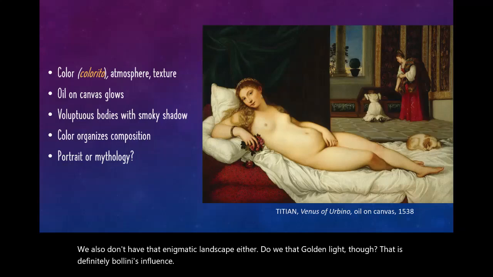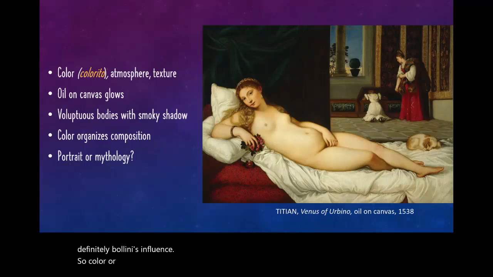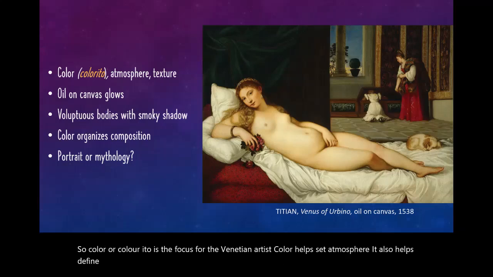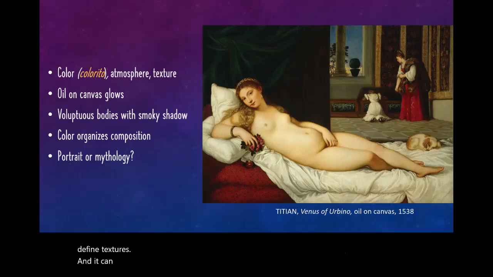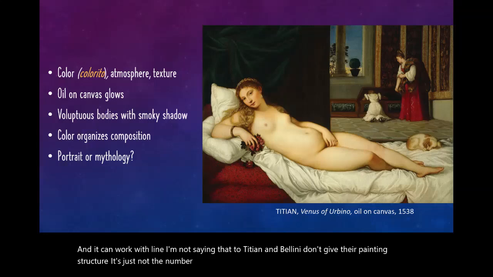So color, or colorito, is a focus for a Venetian artist. Color helps set atmosphere. It also helps define textures. And it can work with line. I'm not saying that Titian and Bellini don't give their painting structure. It's just not the number one focus. If they were writing their own treatise on painting, they would put color ahead of line. And Leonardo would do the opposite.